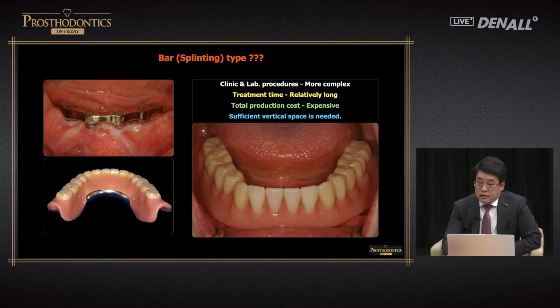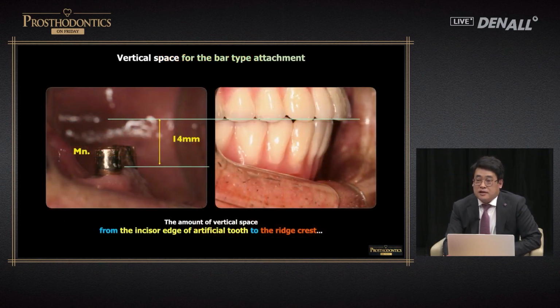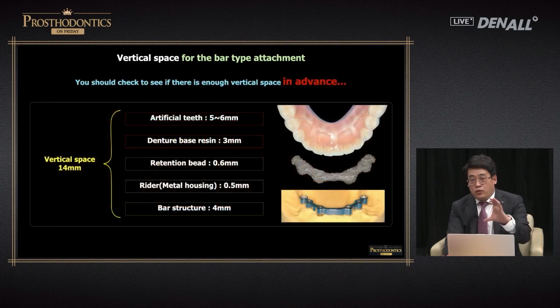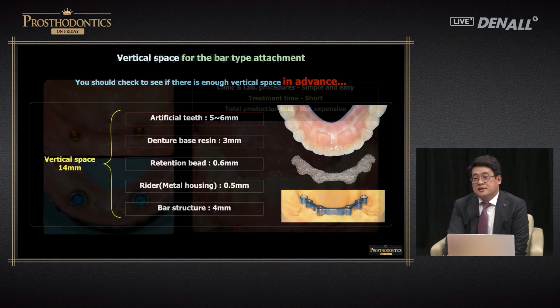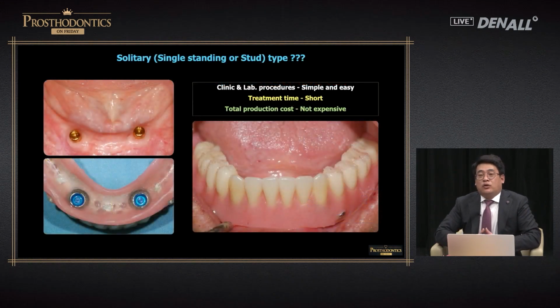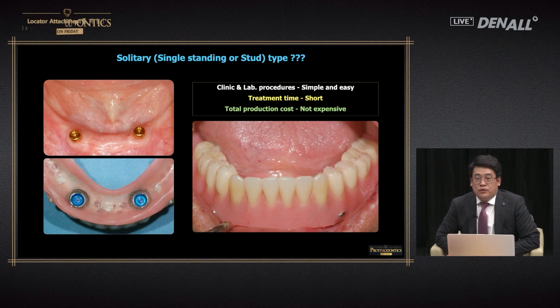And bar type requires a lot of space, so a lot of clinicians don't really like it. As shown, a lot of space is required. On the other hand, for implant overdenture using solitary or single standing attachments, the lab and clinical process is comparatively simple, the treatment period is short, and the fabrication cost is low. You can choose like this.